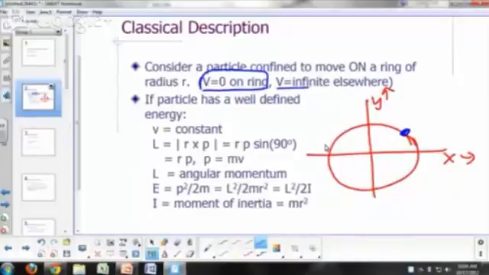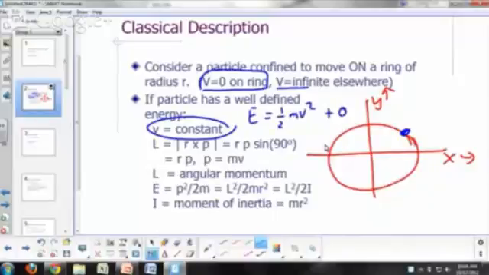Okay, so if the particle has a well-defined energy, then that means it must be moving at constant speed. So your speed is constant, and the total energy is just the kinetic energy, which is 1/2 mv squared, right? And the potential energy is 0. So it has a constant energy. It's moving at constant speed, going around in circles.